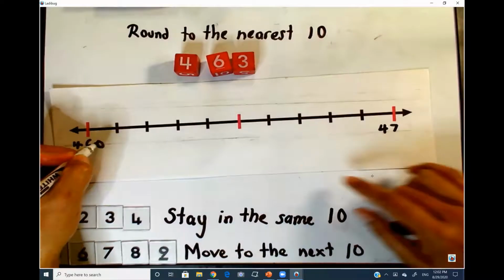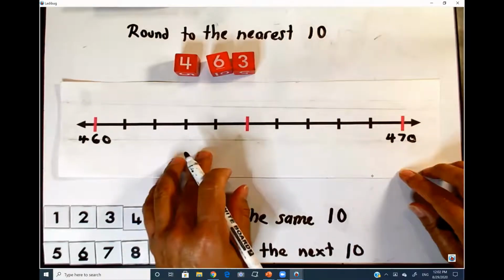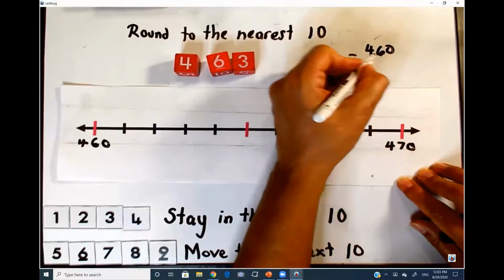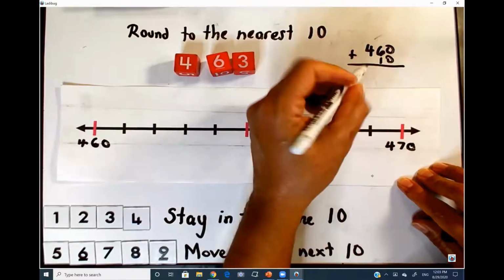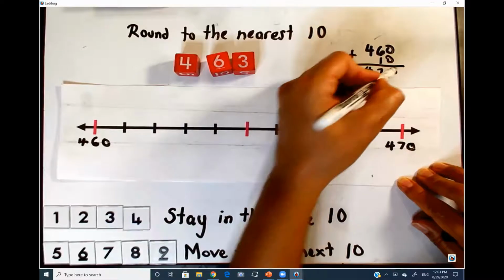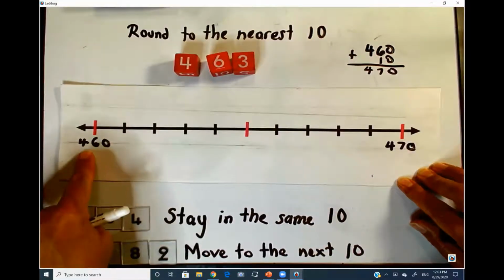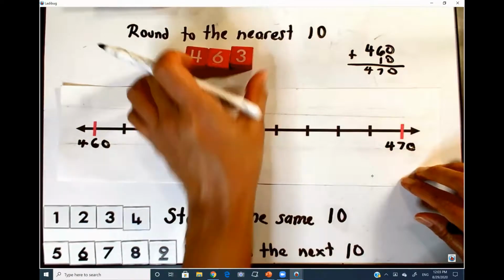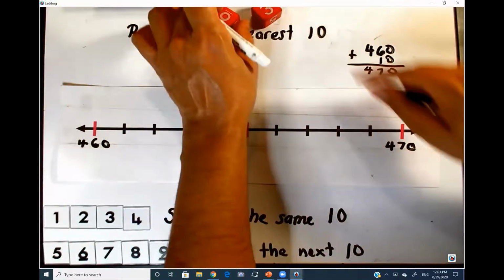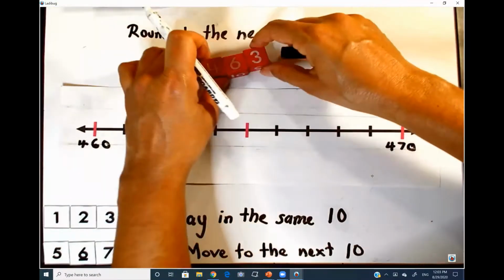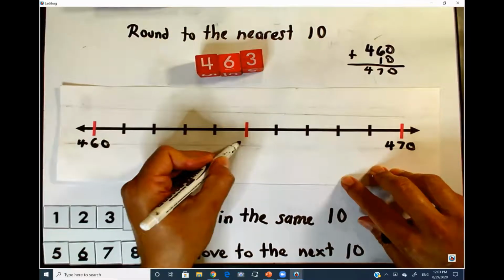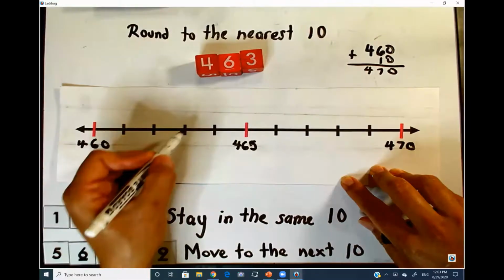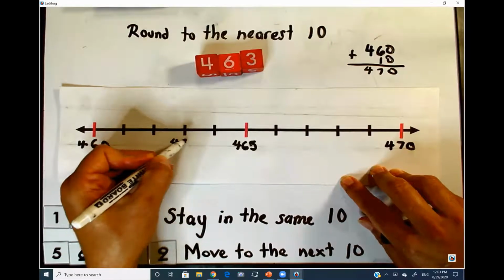60 and 70. I can prove it because if I have 460 as my first decade and I add 10 more, it is going to be 470, which are the two numbers I have, 460 and 470. Now my job is to locate the midpoint and locate 463 in the right spot. The mid number is going to be 465, and 463 is going to be right here.